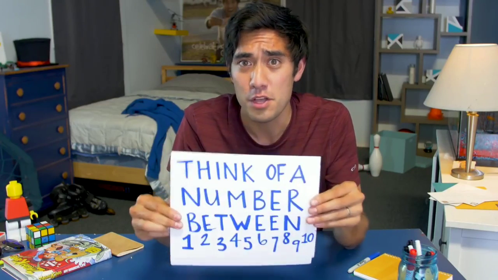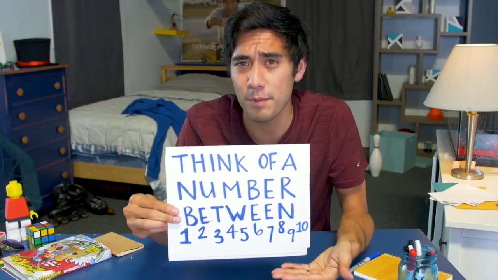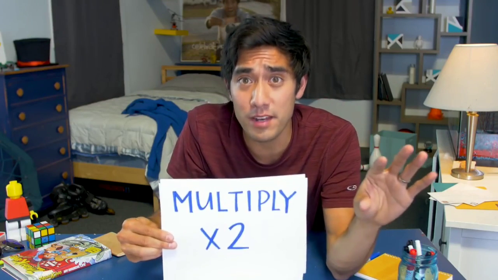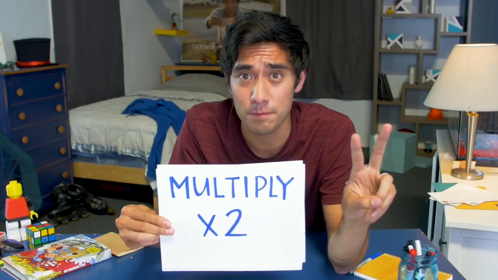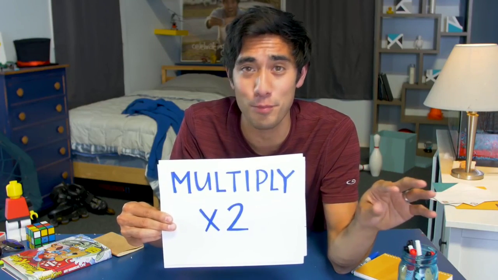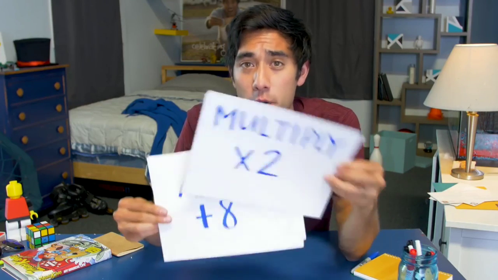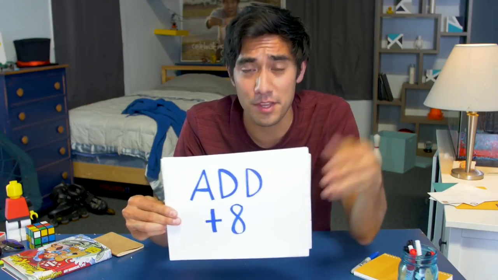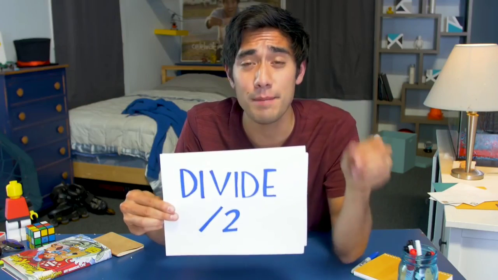So the first trick, think of a number between 1 and 10. Got the number? Good. Multiply that number times 2. If you need your phone calculator right now, if you're pulling that out, that's totally fine. Okay, add 8 to that number, plus 8. Now that you're caught up, go ahead and divide by 2.